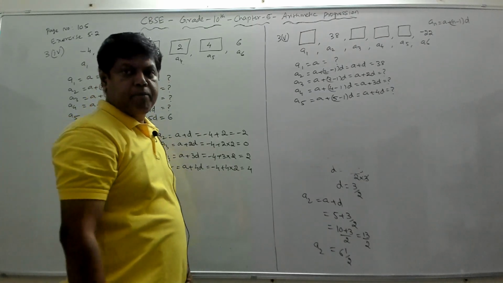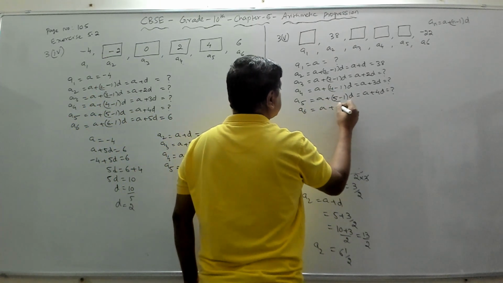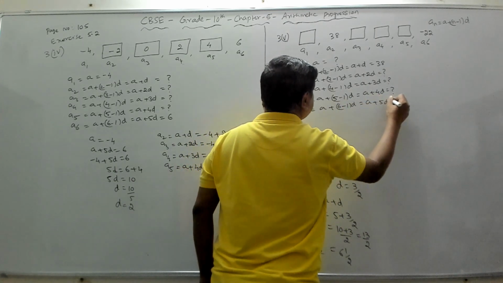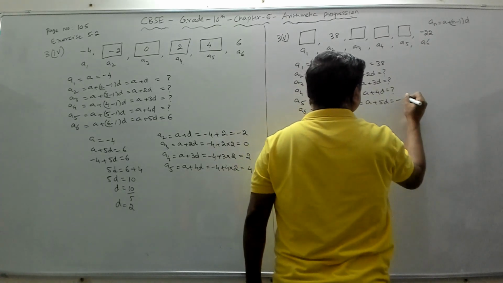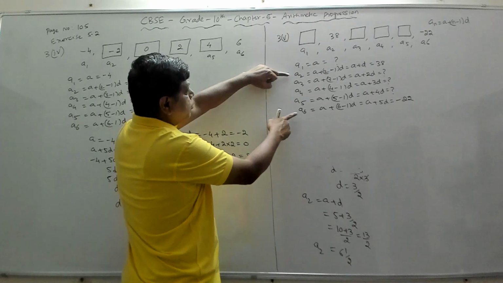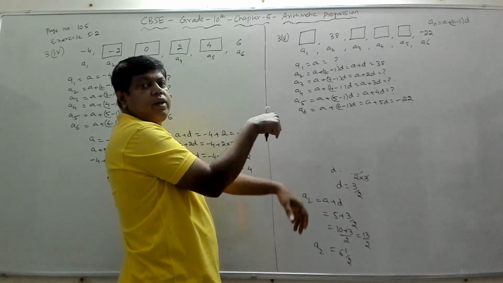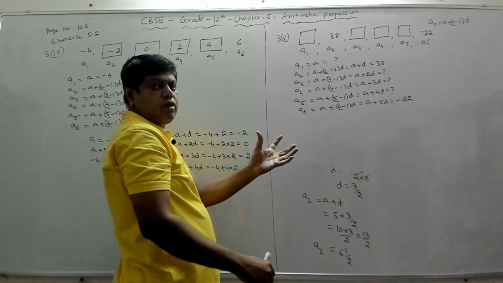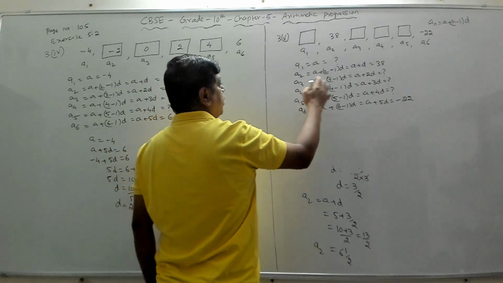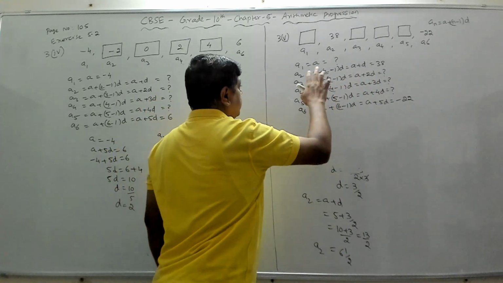Right? Now A6 is what? A plus 6 minus 1 into D, that is equal to A plus 5D, and that is given as minus 22. So again, two of the terms are given, A2 and A6. Using these two terms, we should solve and find the value of A and D. Once you know A and D, the first term is A, common difference D, we can substitute in the rest of the terms and find the rest of the terms.